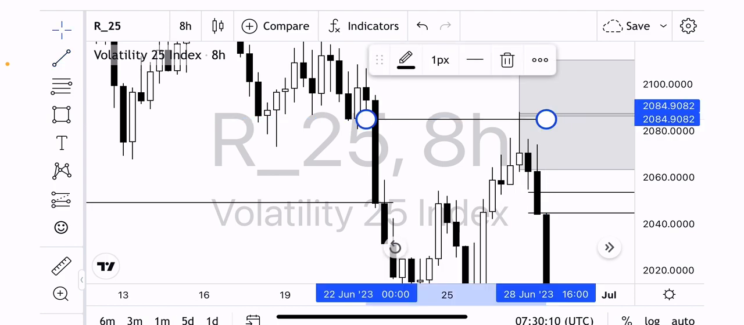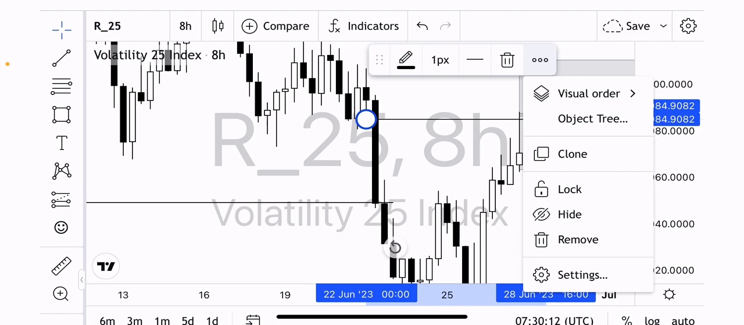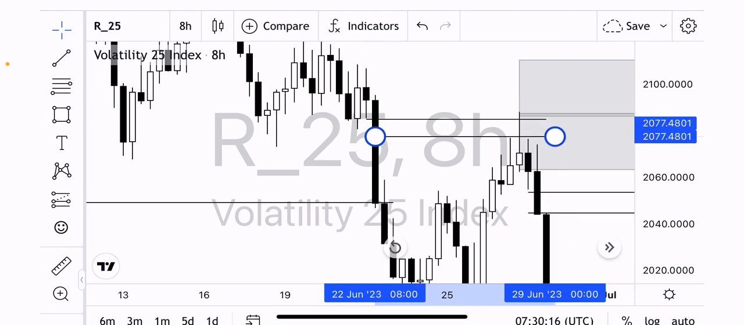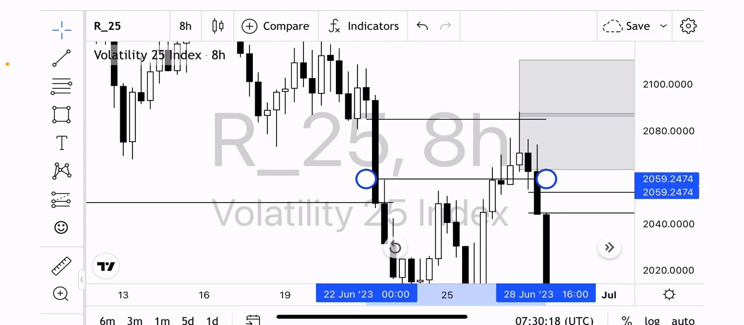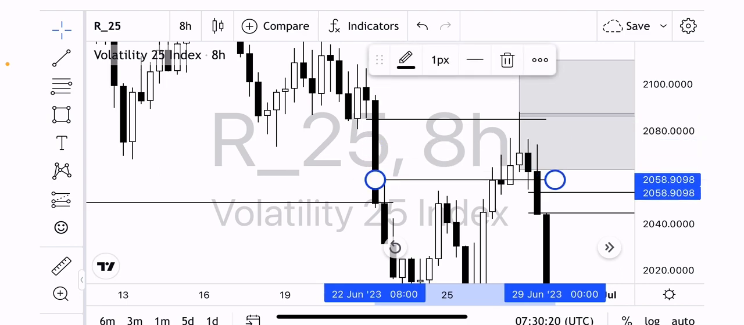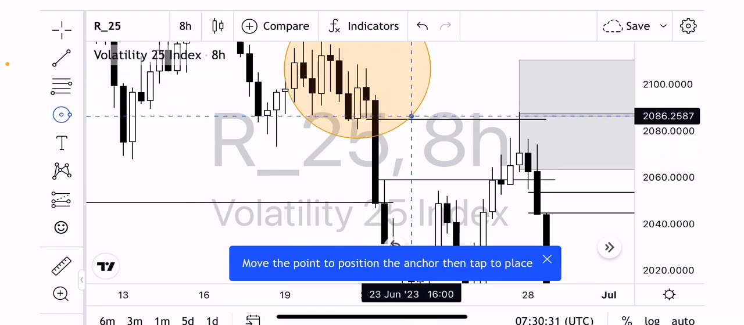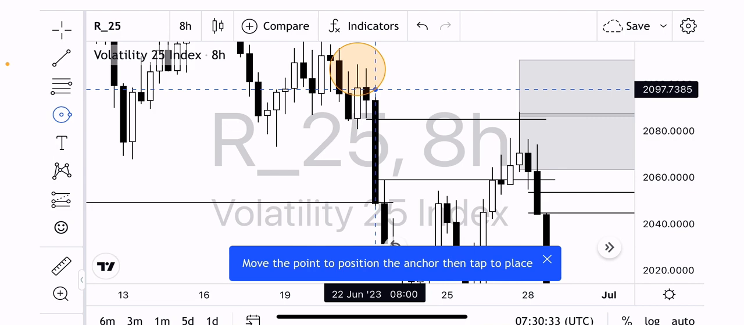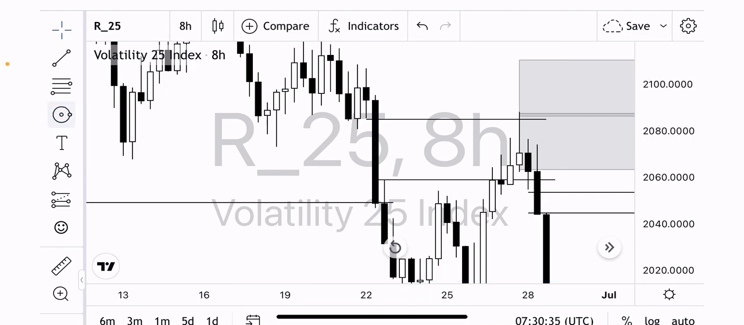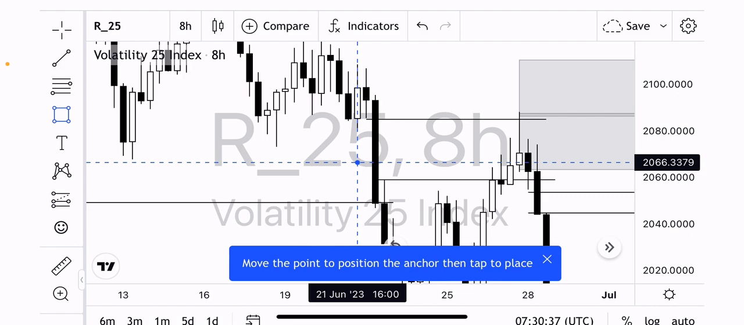This fair value gap is really large. So I am actually expecting the market to fill it up. And also this is our POI. This is our order block that we have here.